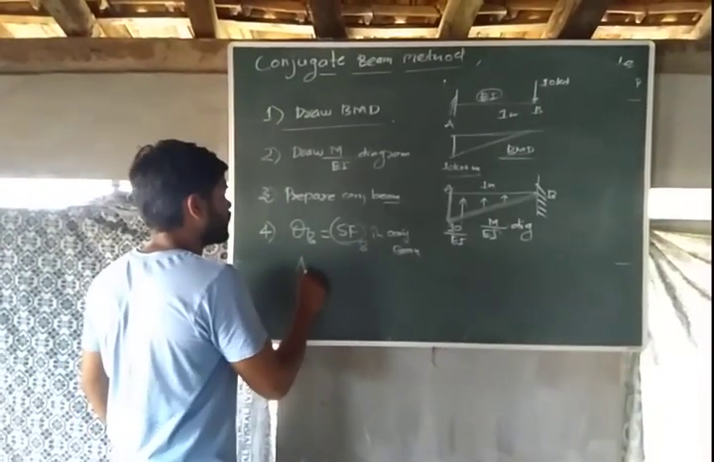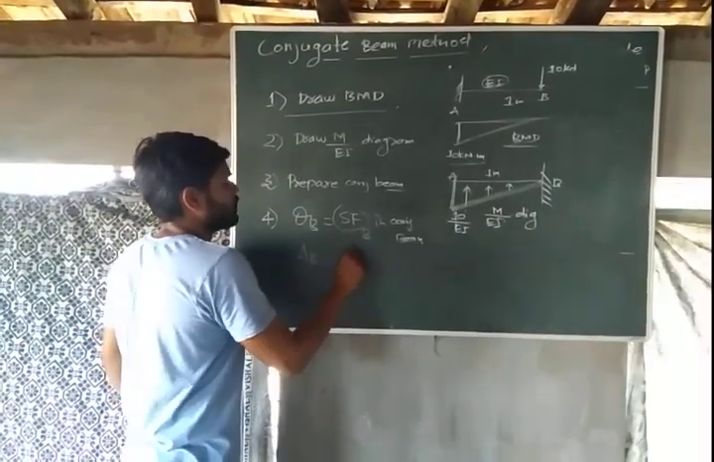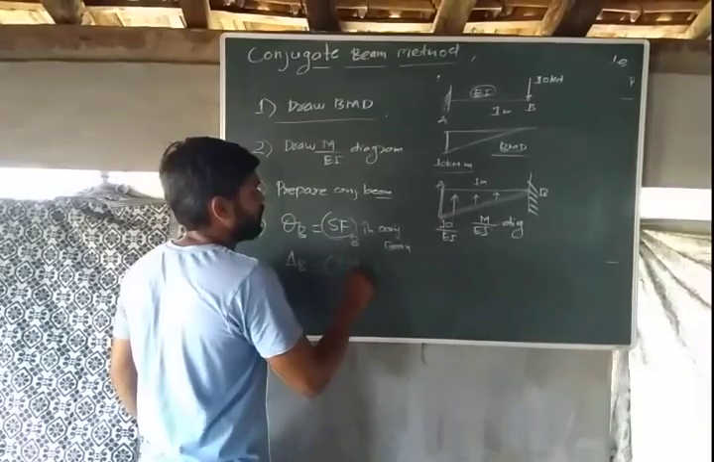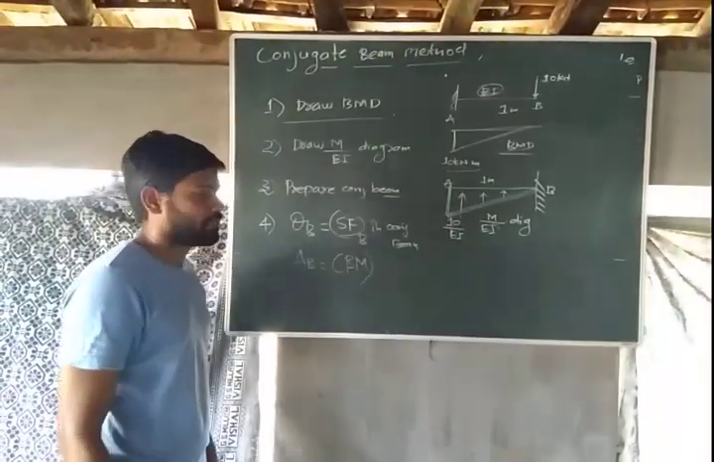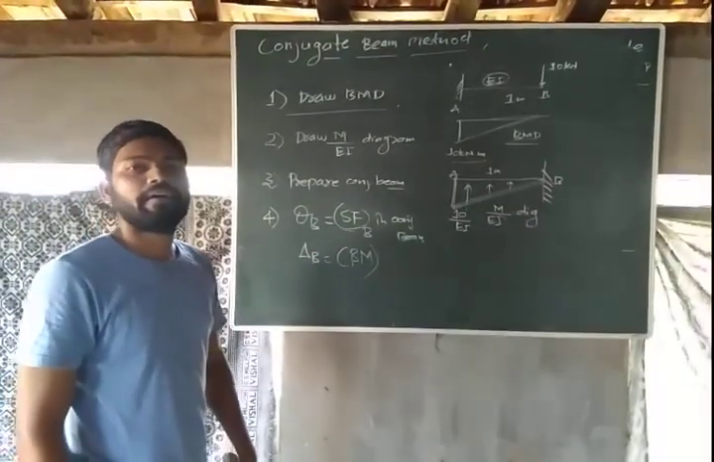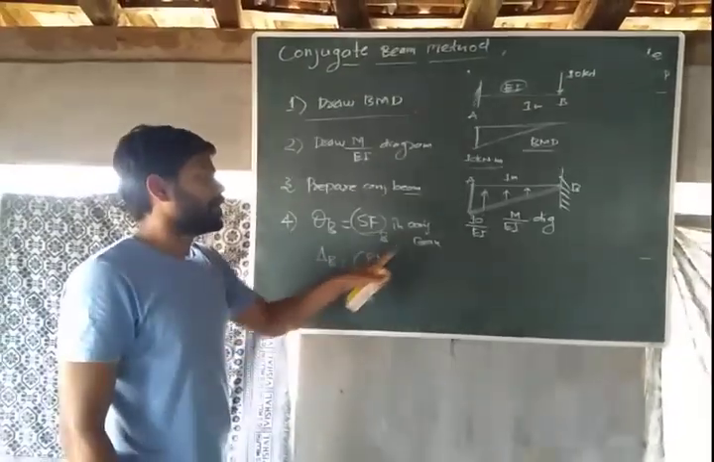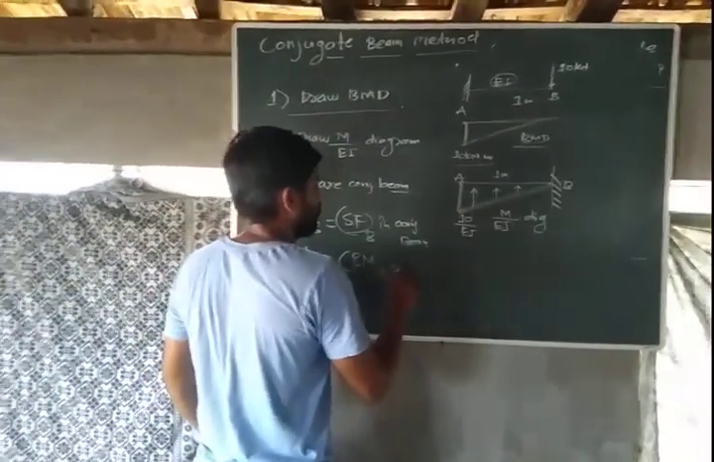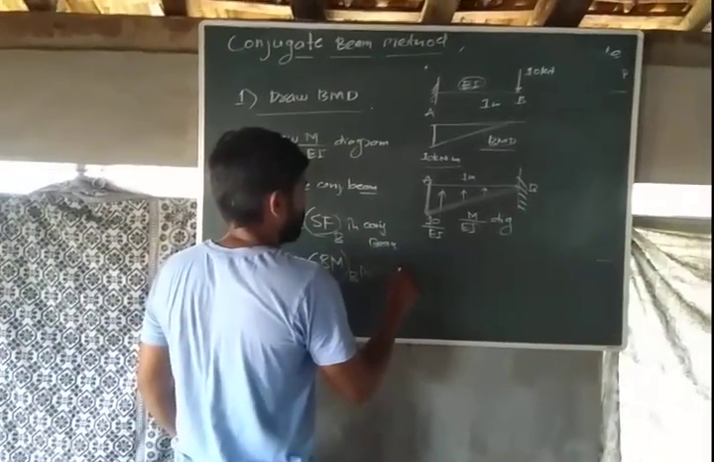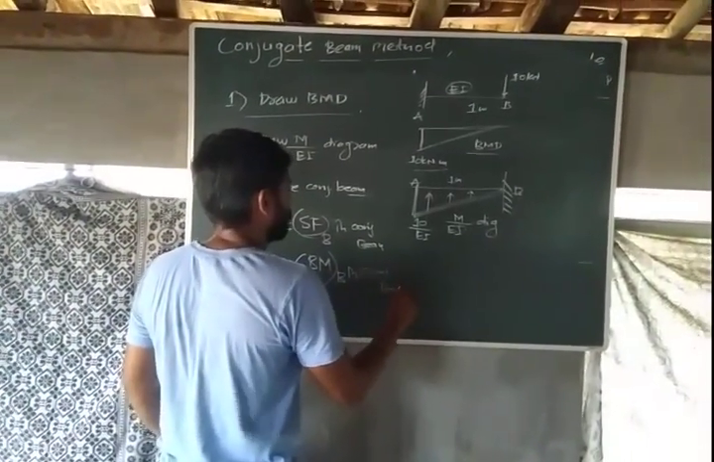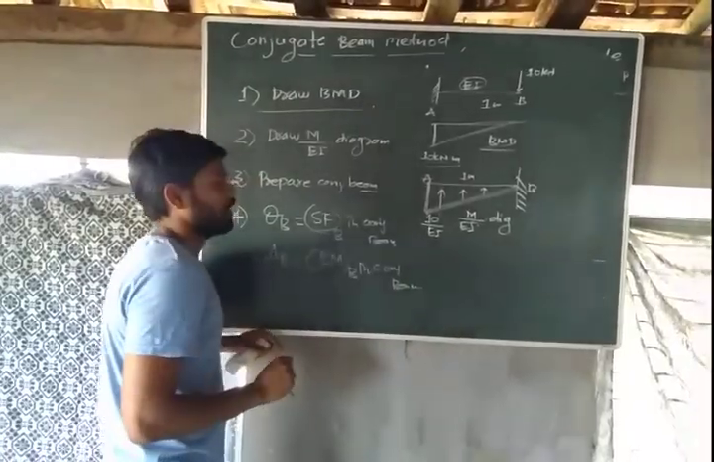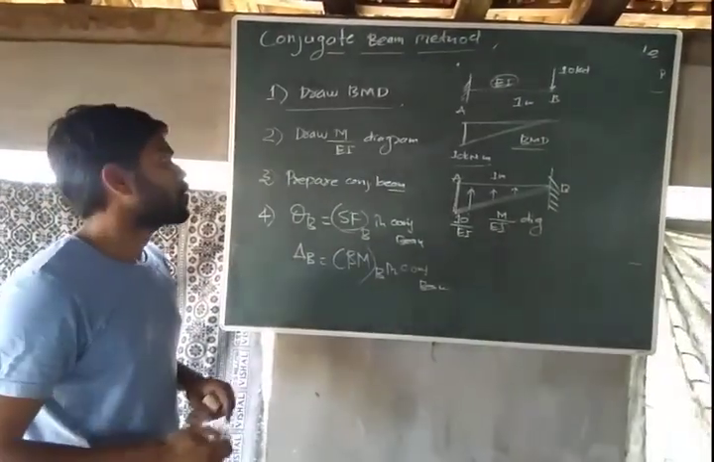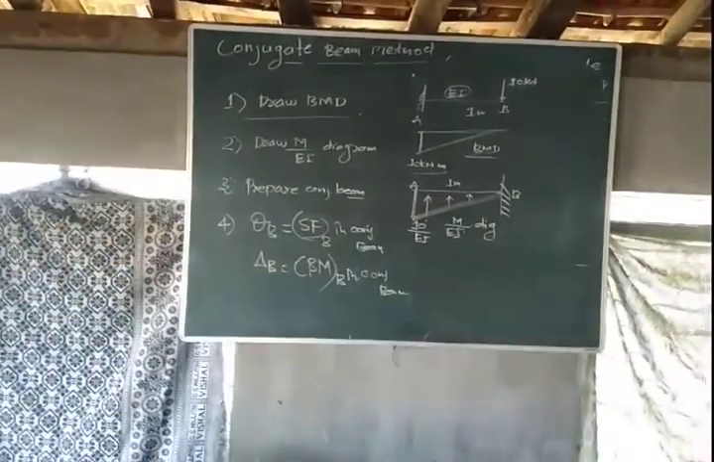Suppose I want to calculate the deflection at B. The deflection in the real beam at a section will be equal to the bending moment at that section in the conjugate beam. So the bending moment at B in the conjugate beam will give you the value of deflection at B. Okay. So this is the stepwise procedure.